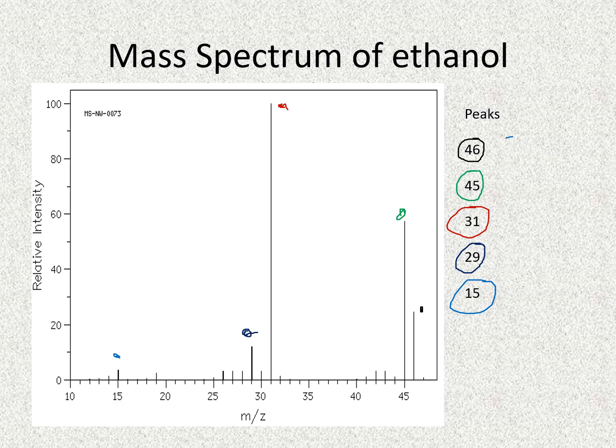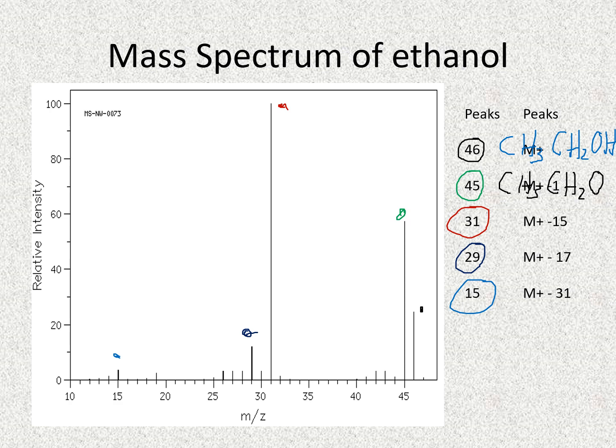Now ethanol is CH3, CH2, OH. So that's the whole thing there. And therefore the peak at 45 must be the loss of a hydrogen, which will be the hydrogen from the OH group. So that's CH3, CH2, O.